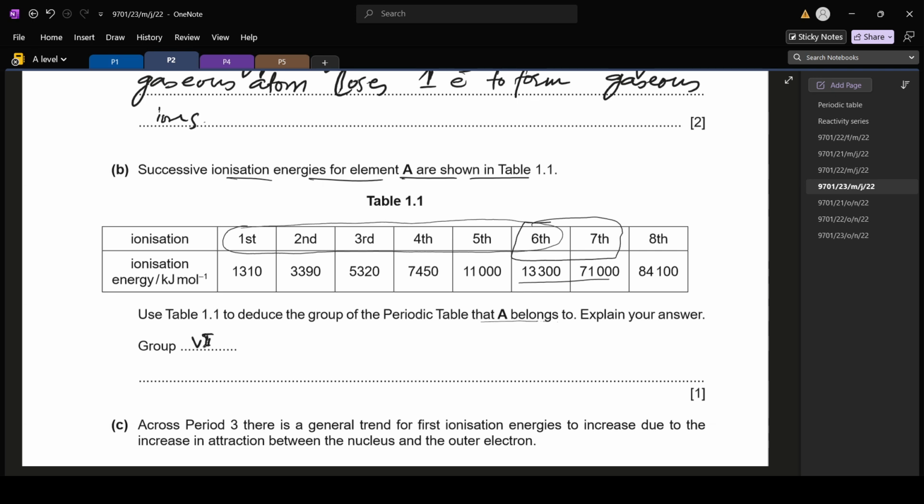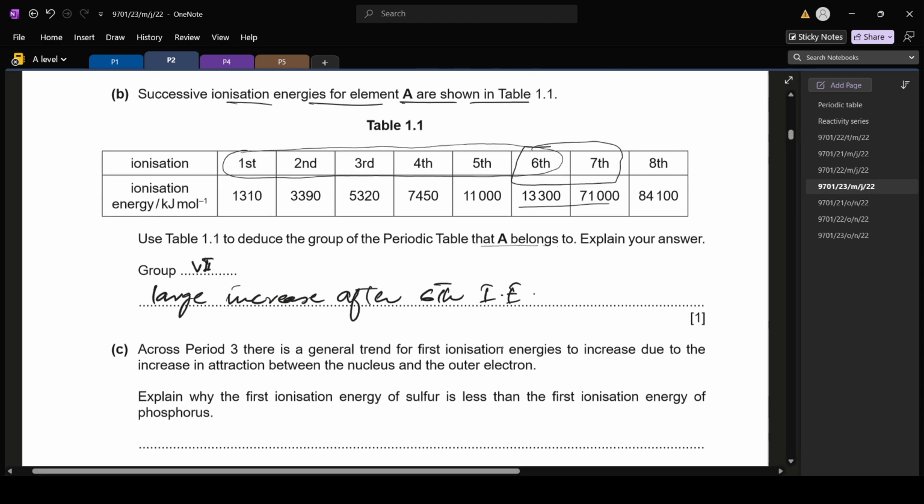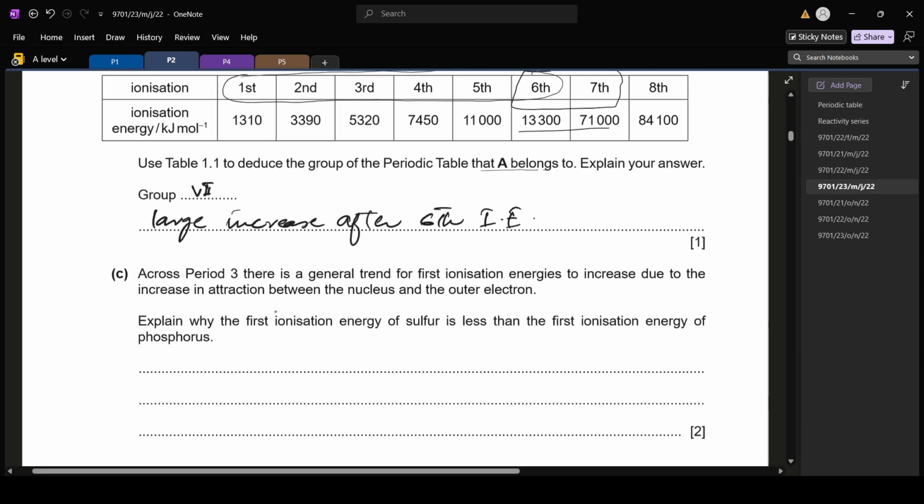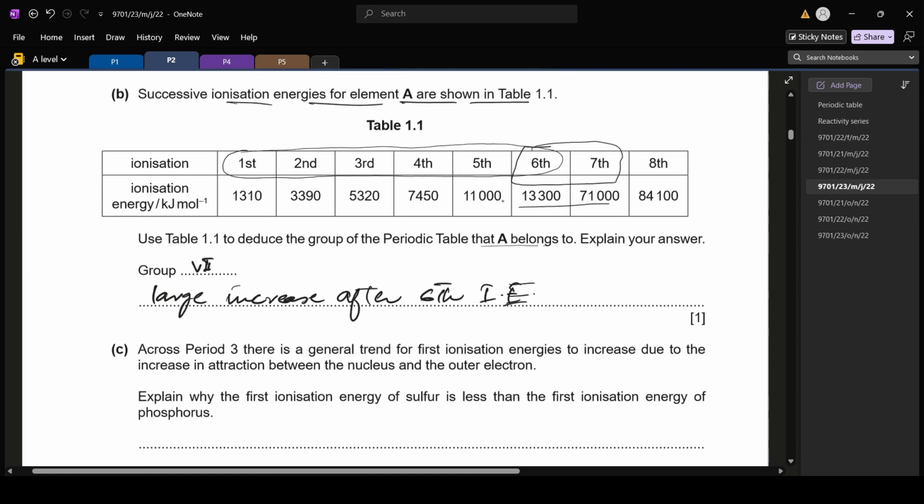Okay, and what is the reason? Large increase after 6th ionization energy. There is a large jump between the 6th and 7th ionization. So that tells us that the shell is changed.